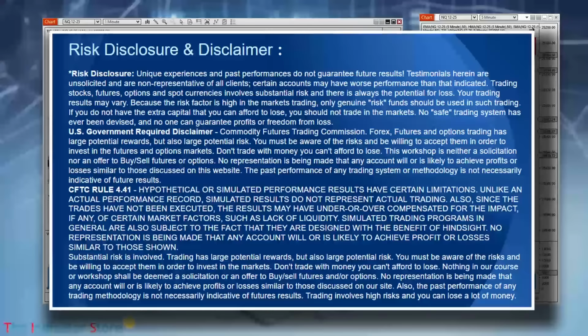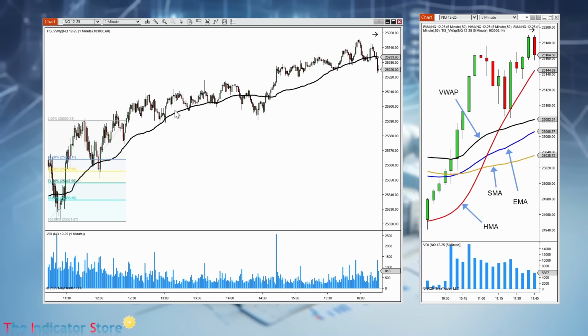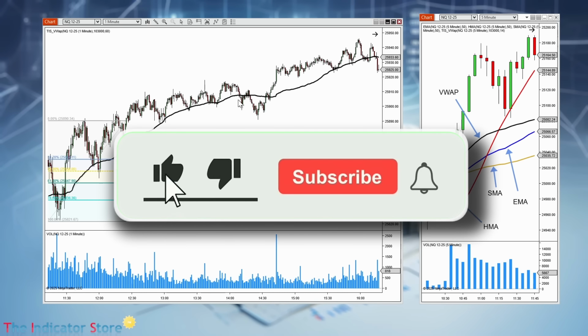But the most important thing about this indicator is that it is always a reference. Okay, so the market is on the upside or on the downside, and it is always acting as support or resistance.